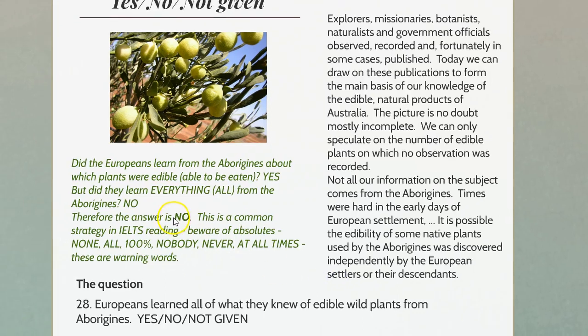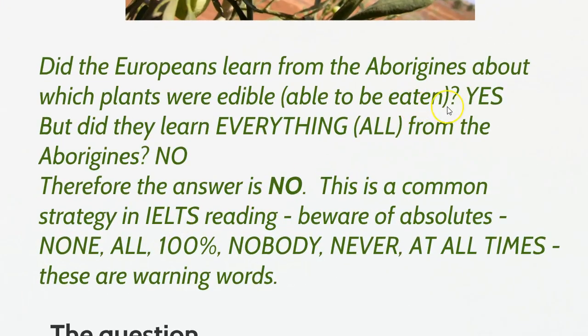So did the Europeans learn from the Aborigines? Yes. But did they learn everything, all from the Aborigines? No. The answer is no. And this is a good strategy to learn for IELTS reading. Beware. Pay attention to absolute words like none, all, 100%, nobody, never, at all times. These types of words are absolutes and they're very rarely true.